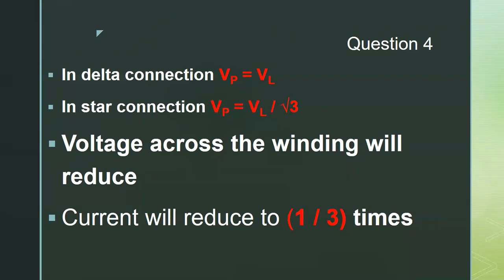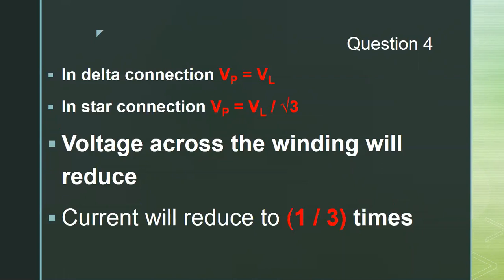So when your motor winding is connected in star, compared to the delta connection, the per phase voltage across one phase will be reduced by 1 by root 3 times. So if the voltage is reduced by 1 by root 3 times, the current will be reduced by 1 by 3 times. Just an example.